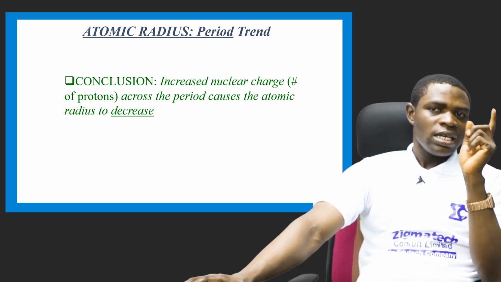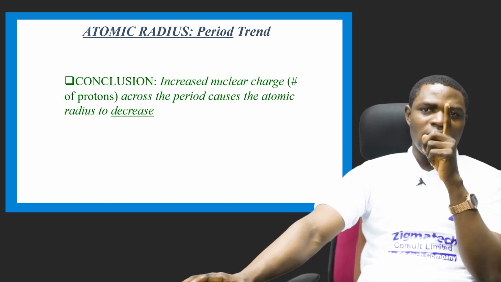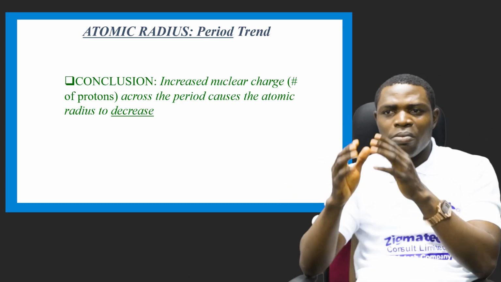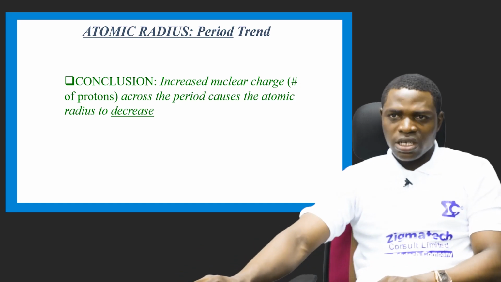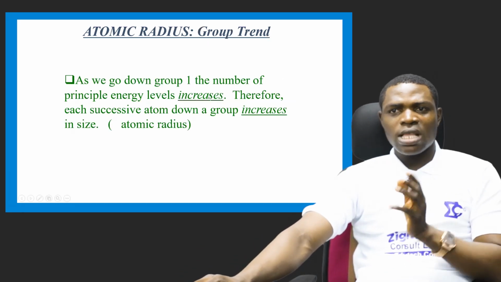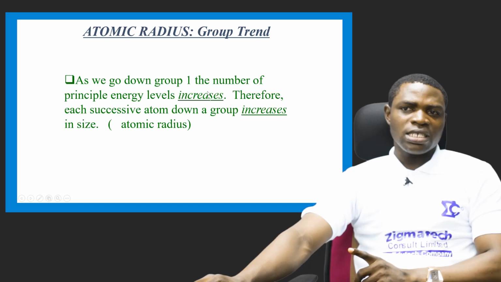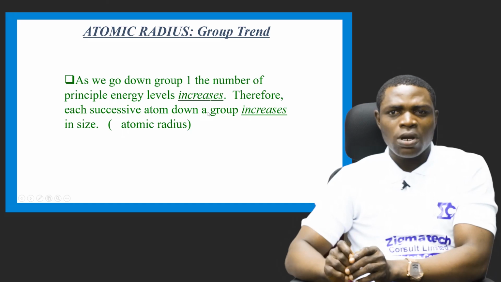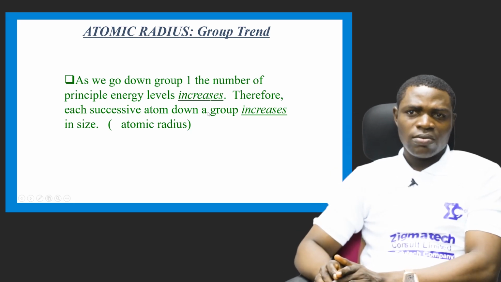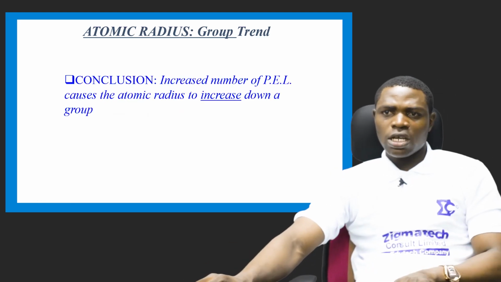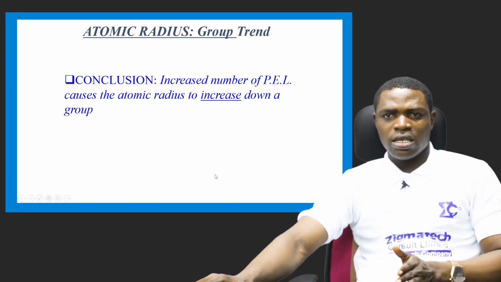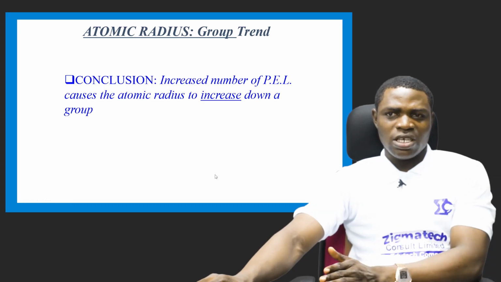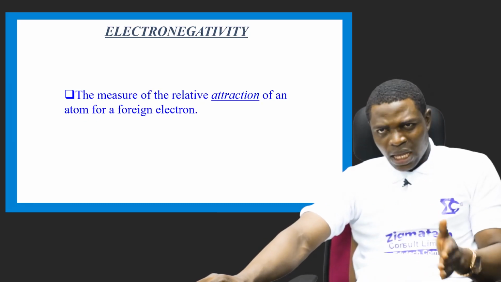Please note that. Increase in nuclear charge of protons as we look across the period causes the atomic radius to decrease. Now, as we go down the group, the number of principal energy levels increases. Therefore, each successive atom down the group gets larger. Very, very important to take note of. So, as the PEL increases, it means atomic radius also increases down the group.